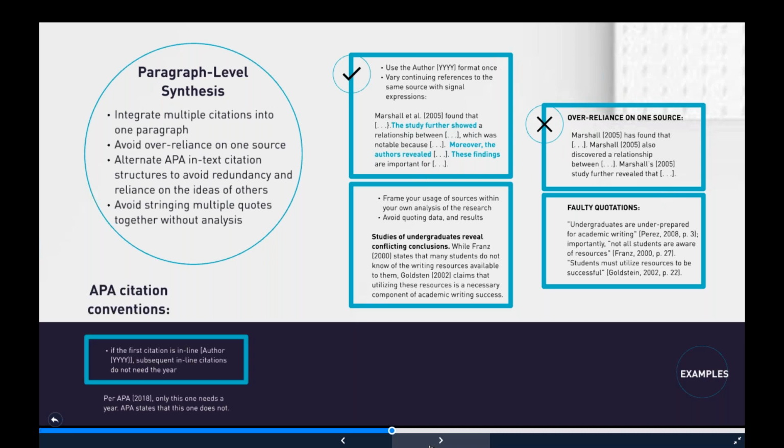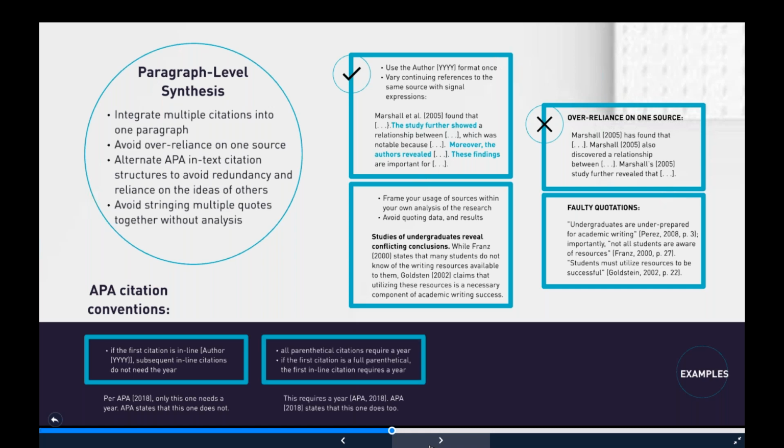A few notes on APA citation conventions. If your first citation is an inline citation, your subsequent inline citations don't need the year. This means if you start by saying per APA 2018, you can continue to say APA after that without the year.